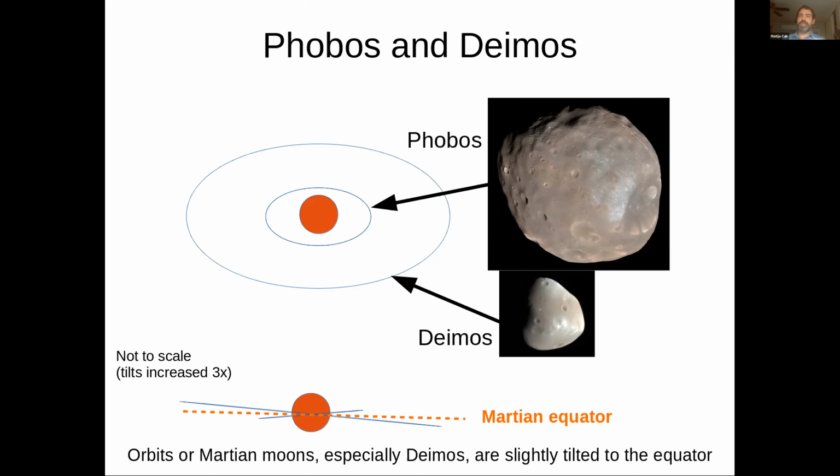Now on the bottom you have a sideways view of their orbits with their inclinations exaggerated. There are two things to note here. One is that the orbital planes of Phobos and Deimos are pretty close to the plane of the Martian equator. So that's one important thing. And the other important thing is that they're not exactly in the plane of the Martian equator. Both of those facts will help us figure out things about their origin.